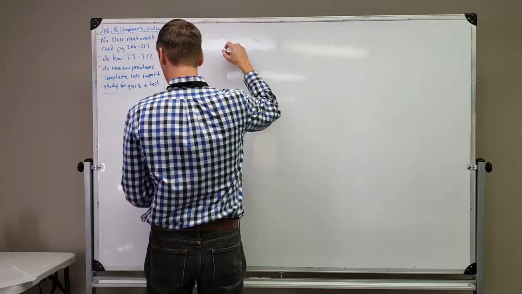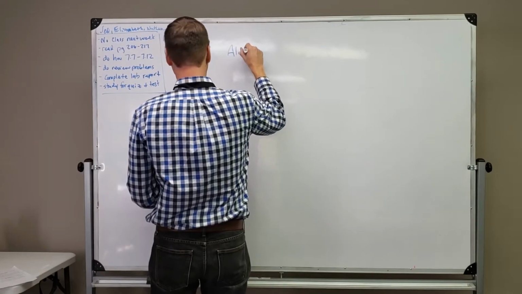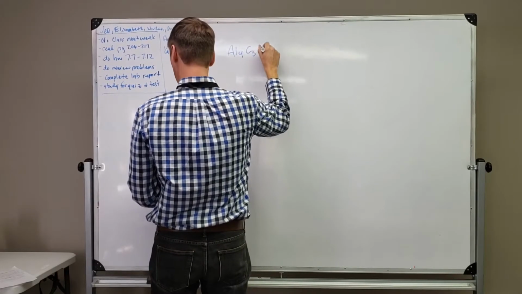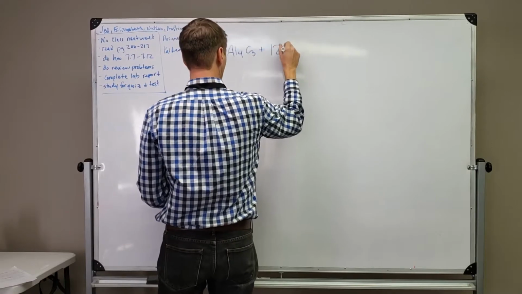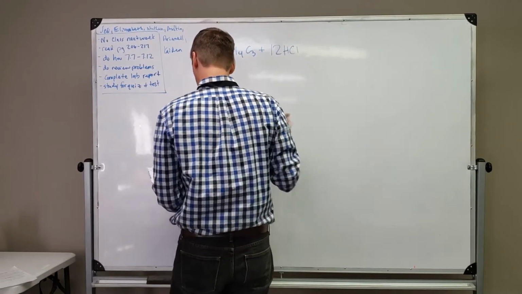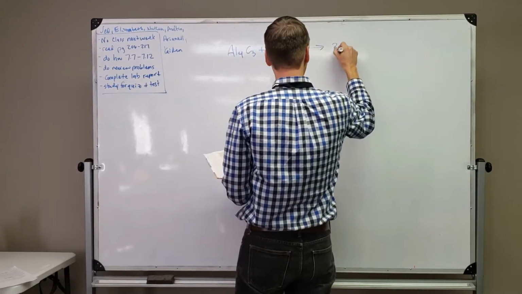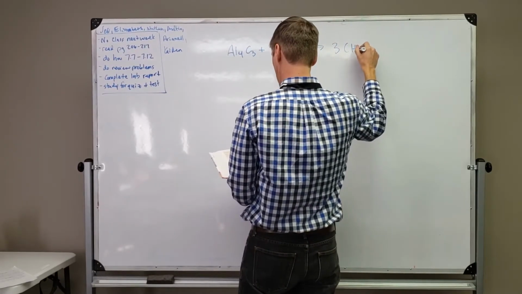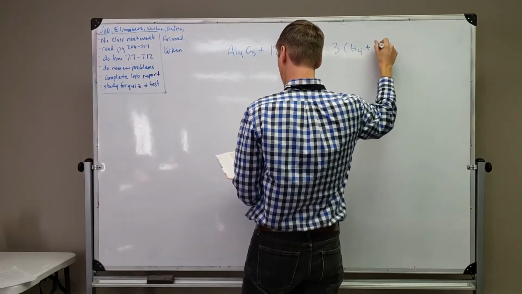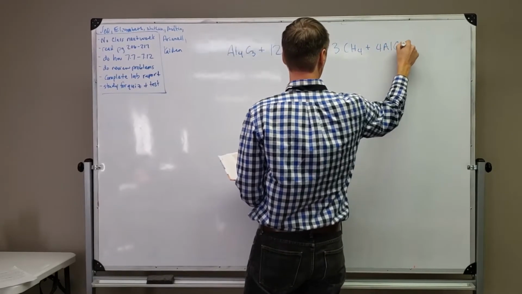So aluminum carbide, which is Al4C3, combines together with hydrochloric acid, 12HCl, to produce 3CH4 plus 4AlCl3.